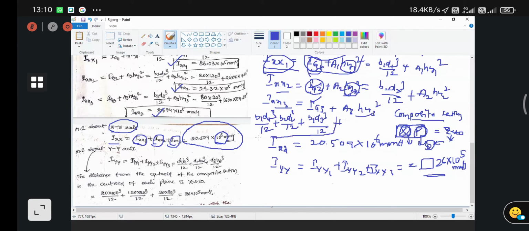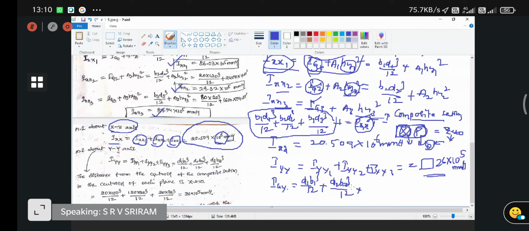And if you add these total entire things, you will get the value of Igx, the central axis. The total central axis of the I section. If it is about Igy, it means D1 B1 whole cube by 12 plus D2 B2 whole cube by 12 plus D3 B3 whole cube by 12, if they are asking about the central axis.